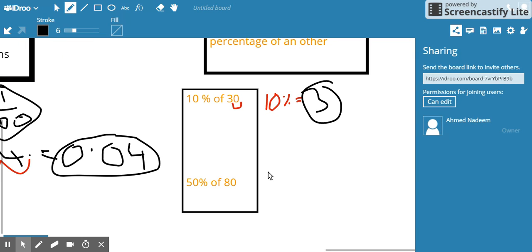The next is 50% of 80. This time you wouldn't use the 10% trick I used before, because there's a much quicker way of doing it, which is halving the number 80. Half of 80 is 40, so we know that 50% is 40. This is a cool trick to have. So 50% of 80 is 40.